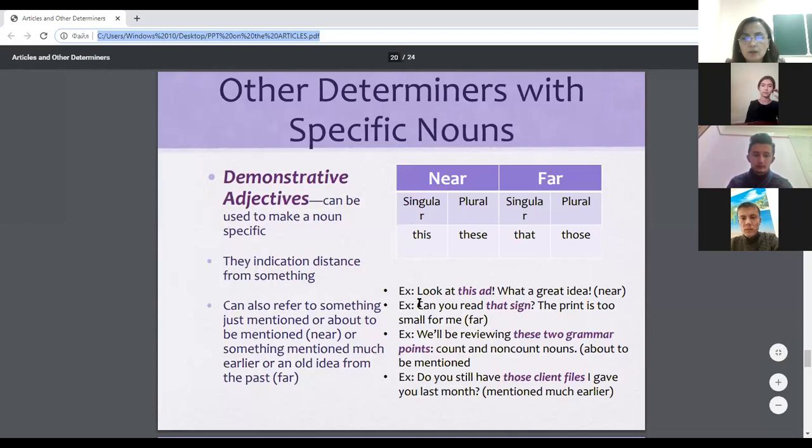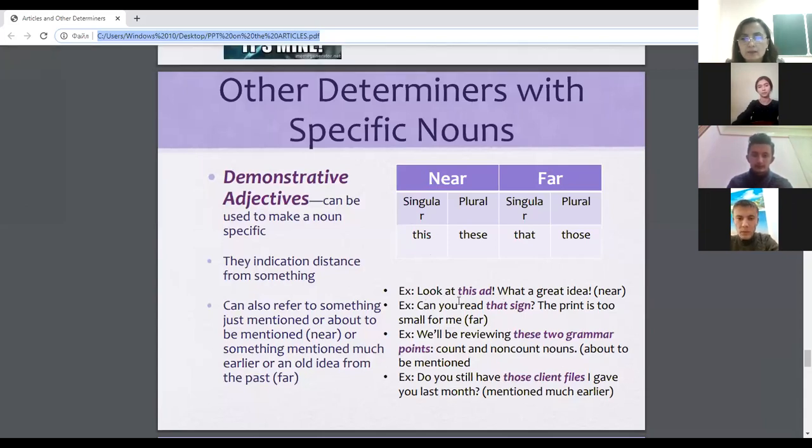For example, look at this ad. Ad, this advertisement, yeah? Abbreviation of advertisement. Look at this ad. What a great idea. It means near here, yeah? So that is why we say look at this ad, not that one. If it is far, we should use that, yeah? It is singular. So the difference between this and that, you know.